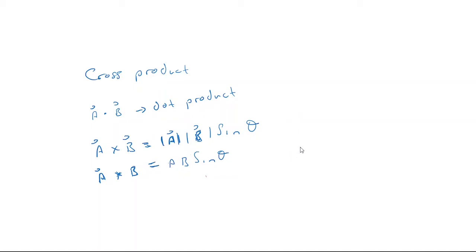Now this one is a little bit tricky because this gives you the magnitude. This is how you find the magnitude of the vector. But for the direction, you will have to use what you call the right hand rule. That's what you have to use to find the direction.